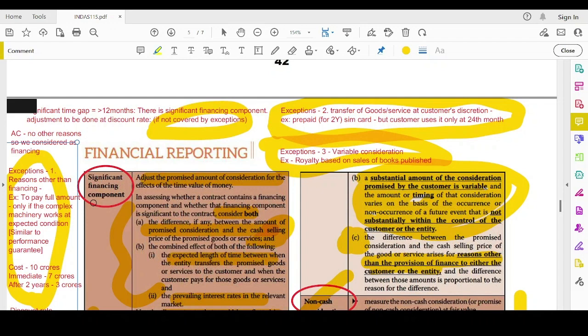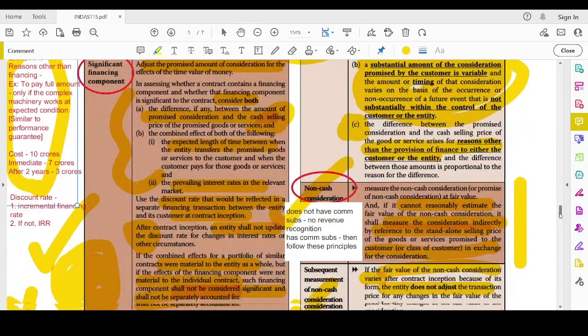And the third exception is the variable consideration. So instead of giving these video lectures, I write this as an entire book and publish it. Whenever the entity makes a sale, I say that I have to receive so and so rupees as my variable consideration, that is a royalty. So royalty here depends on something other than a financing component, right? It is based on the number of books sold. So here also it is an exception to the significant financing component.